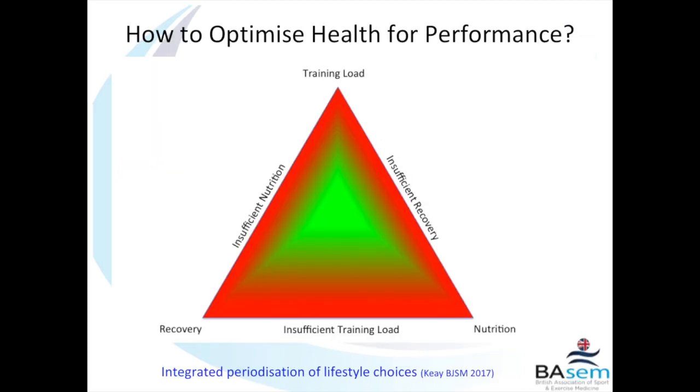How to optimise health and performance. As an athlete or dancer, you are in control of these three key variables: training, recovery, and nutrition. Integrated periodisation, in other words, balancing the amount and timing of these three variables, results in optimal health and therefore performance. However, too much or too little or bad timing of these three key variables will result in suboptimal health and performance, falling off into the red peripheries on this triangle diagram above.